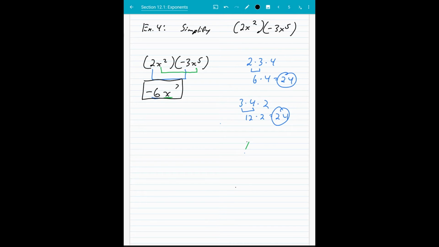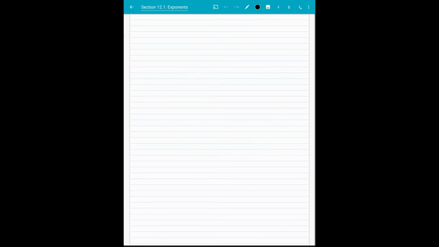This would be your final answer. You're going to be doing this all the time later on. So 2 times negative 3 is negative 6. X squared times x to the 5th is x to the 7th power. That's all there is to it, to simplifying them. So let's take some other examples from example 5 and kind of practice this a little bit more.